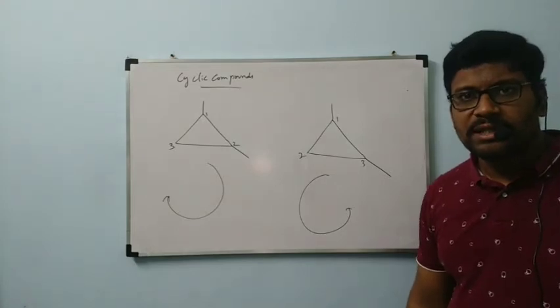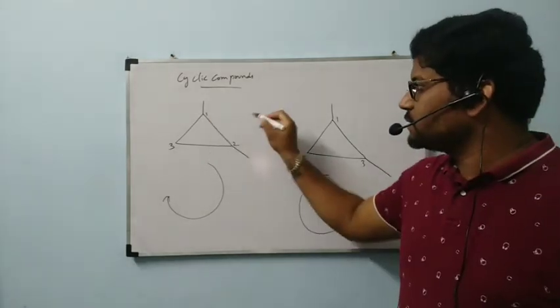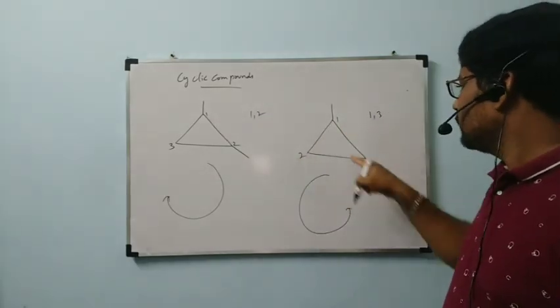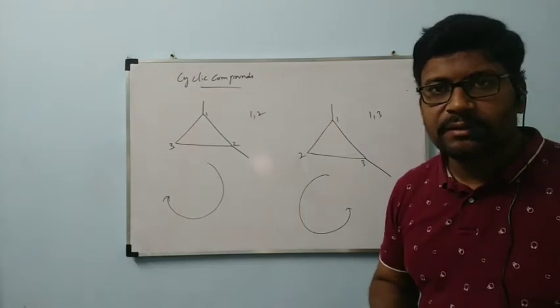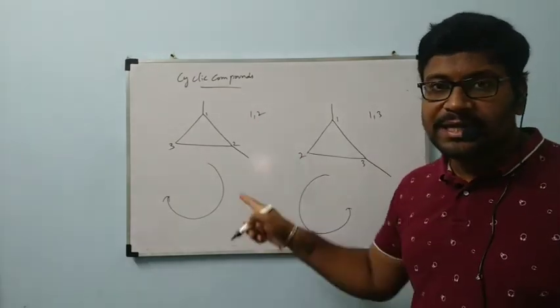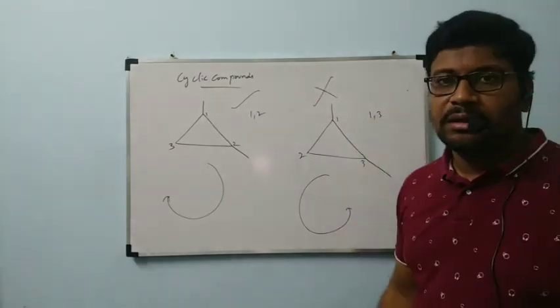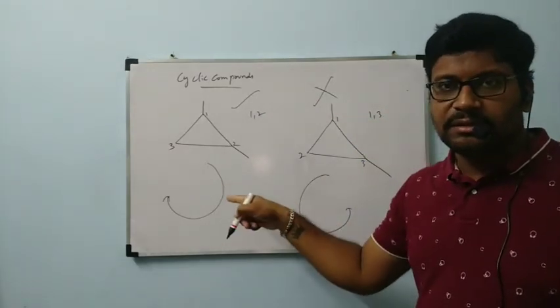Now what are the numbers we are getting here for the methyl groups? 1, 2. Here 1, 3. Which is better? 1, 2. These are getting the least numbers. So this is correct, this is wrong. This way of numbering is correct here.